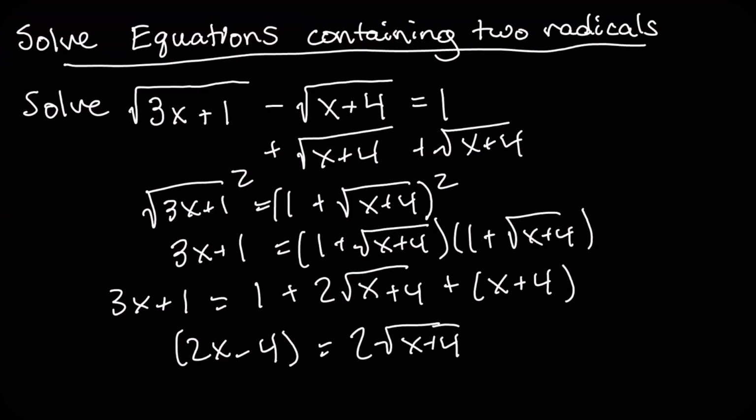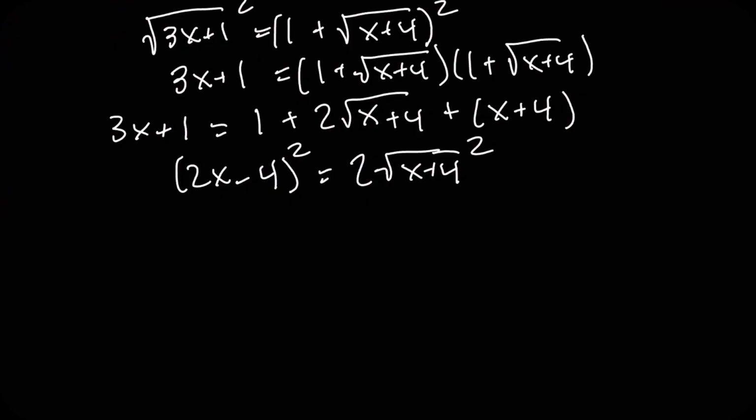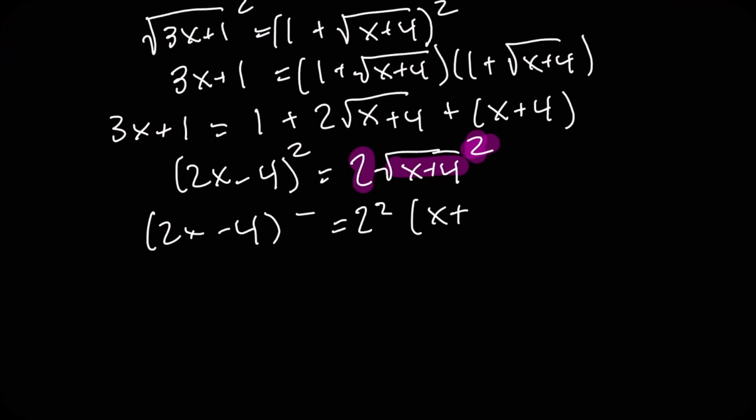So we can go ahead and square our right hand side and square our left hand side and see if we can further simplify. So this will be 2x minus 4 squared is equal to, and then this is essentially a 2 squared and then the square root of x plus 4 squared. So this will be a 2 squared, and then this will be an x plus 4. Go ahead and see if you can simplify that just a little bit further.